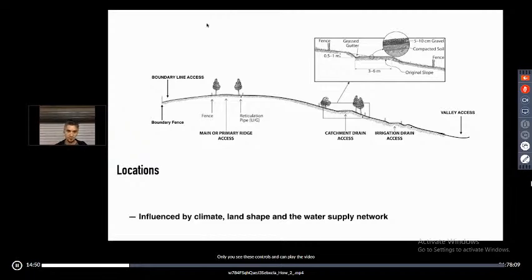Okay, so after those three we move to access. And that's why I say that all the access points will be first influenced by climate, land shape, and water supply network.